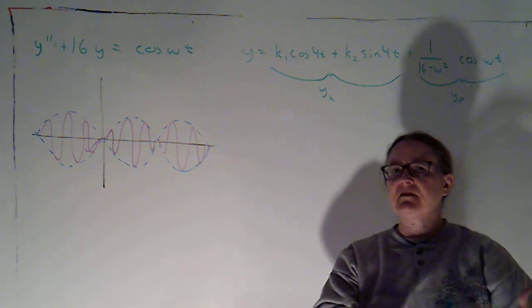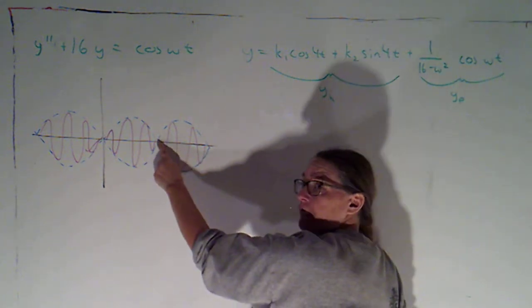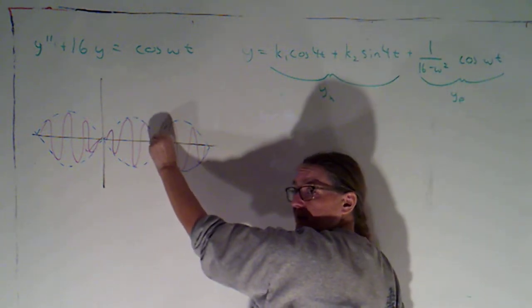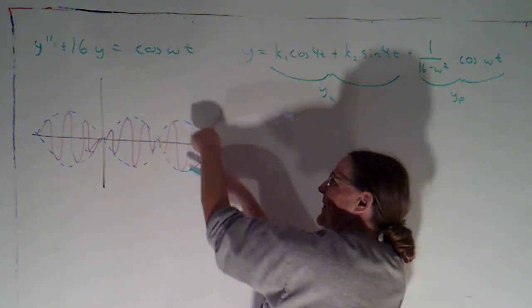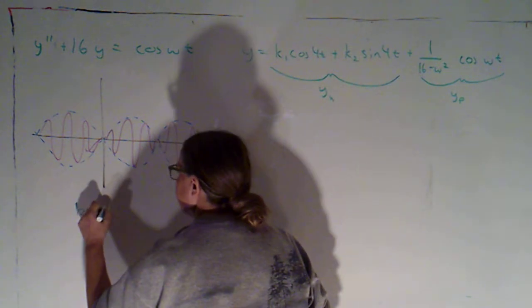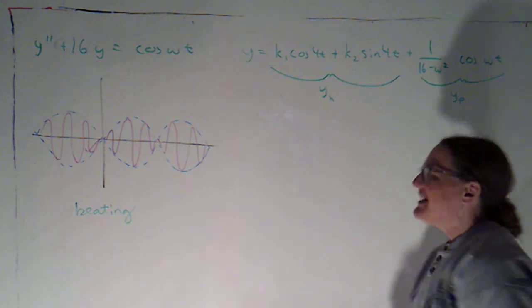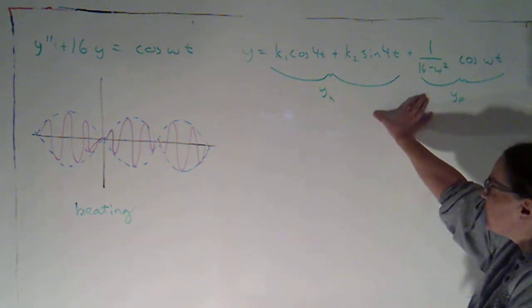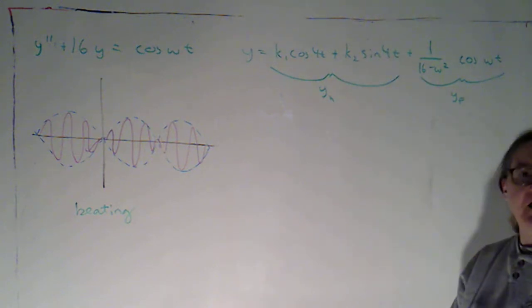Then they start canceling each other out, and so the overall solution is going to shrink in value. Then they get back in sync, so they reinforce each other, then they get out of sync. And when we have that phenomenon, we call that beating. So what we're trying to do is see how an equation that looks like that could lead to a graph that looks like that.